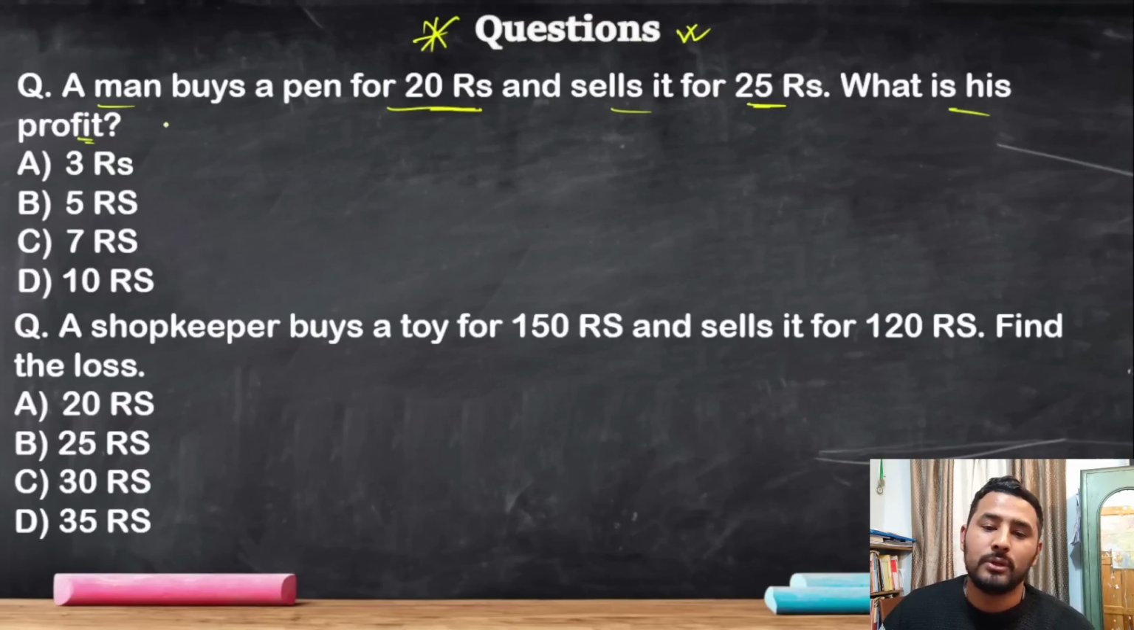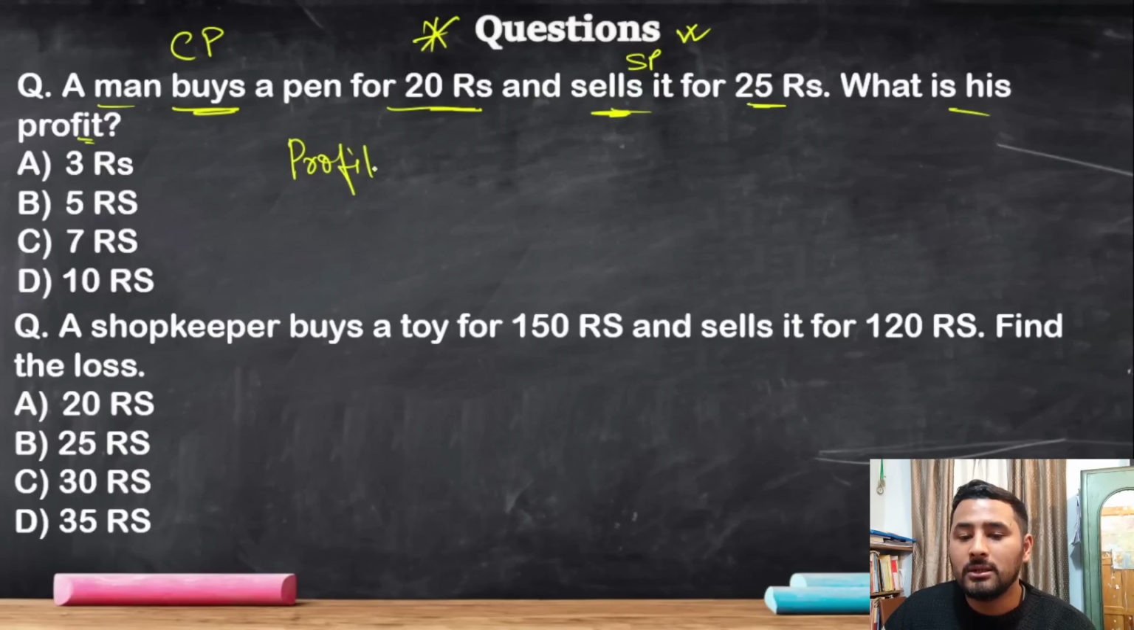So the first thing you should do is see what is given here. Whenever you buy something, it is CP. When a man sells, it will be SP. Always remember this. Now let us see. What you need to find is the profit. You already know, profit is selling price minus cost price, right?